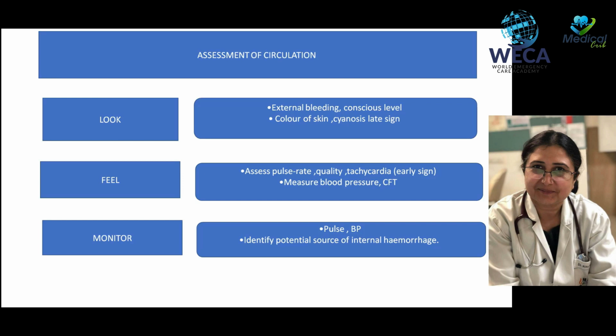Feel for the pulse. You better feel for the central pulses like the femoral pulse and carotid pulse, and check bilaterally. Check the quality, the rate, the volume, and the regularity of the pulse. A regular pulse with full volume and normal rate will tell you about the perfusion. Then the patient may have normal perfusion, or if the patient has an irregular pulse, it may tell you about cardiac injury.